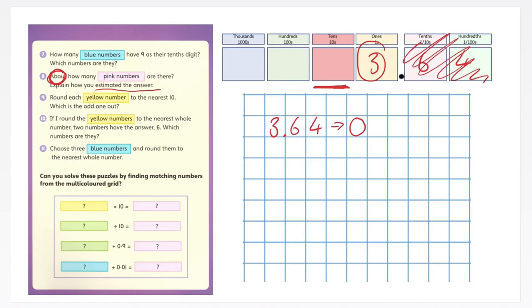So, done that one. If I round all the yellow numbers to the nearest whole number, 2 of the numbers have the answer 6. Which numbers are they? Well, let's talk about rounding to the nearest whole number.